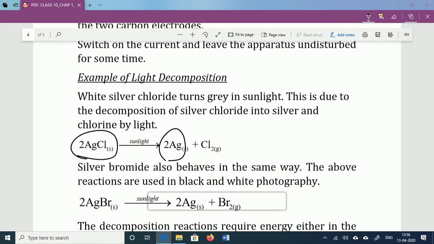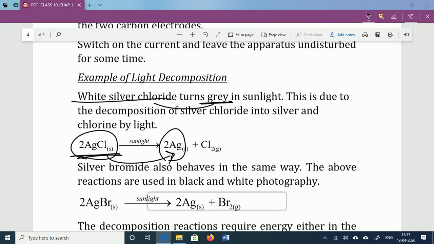Silver chloride, white, is converted into a gray color in the presence of sunlight. Why? Because AgCl in the presence of sunlight is converted into Ag, silver, and we know that silver has a gray shade. So here the breakdown of AgCl occurs in the presence of light, so it is called light decomposition. Sunlight provides sufficient energy for the breakdown of AgCl into Ag.